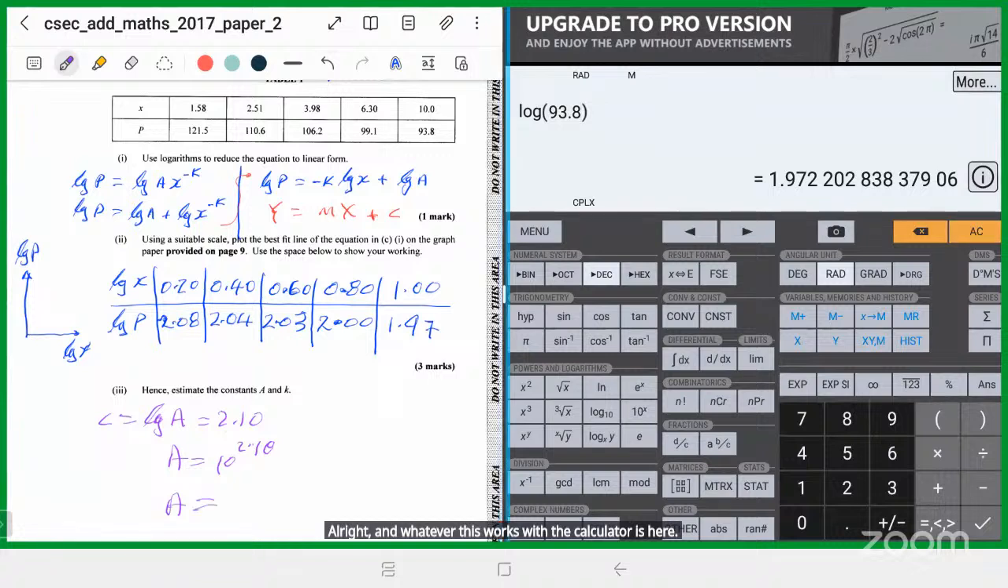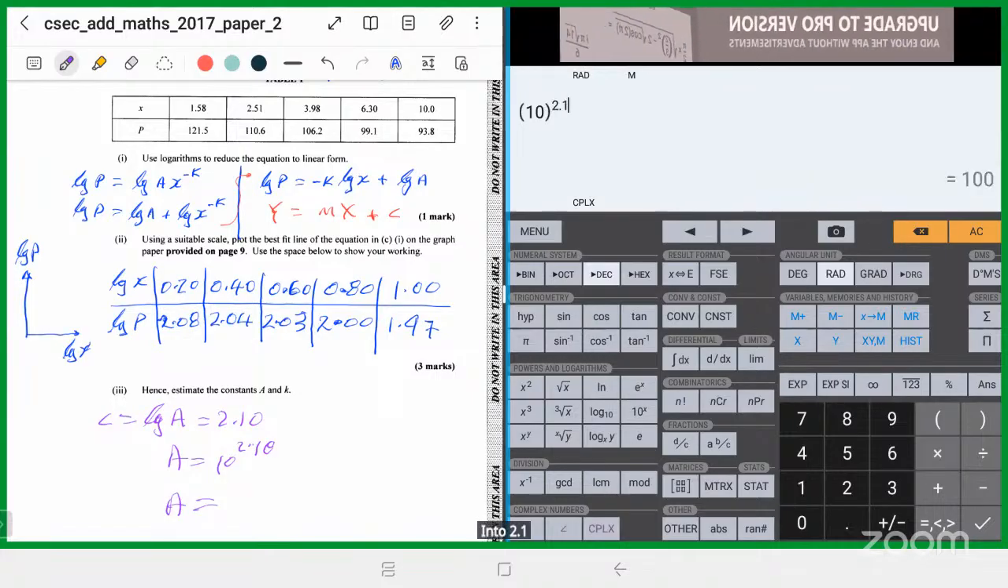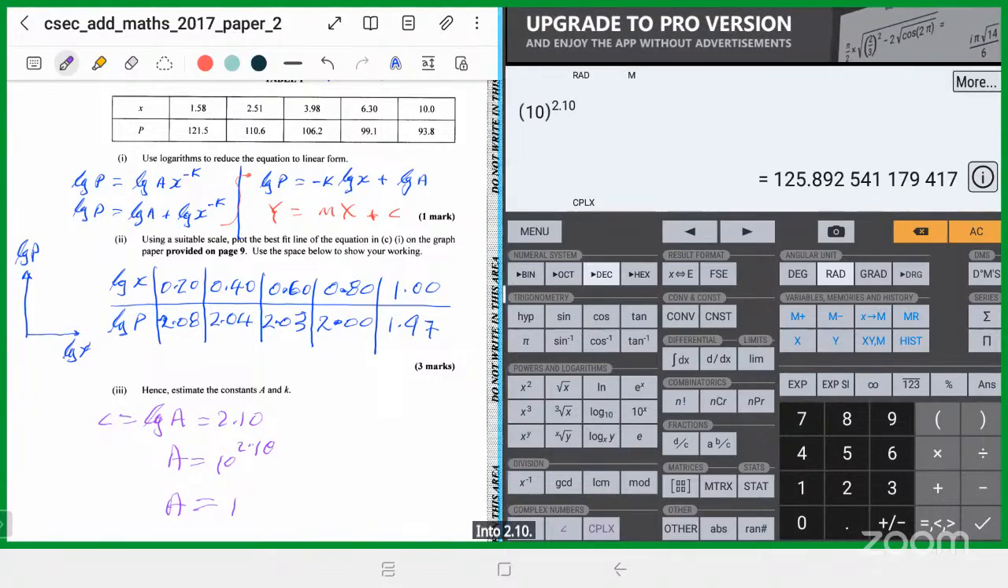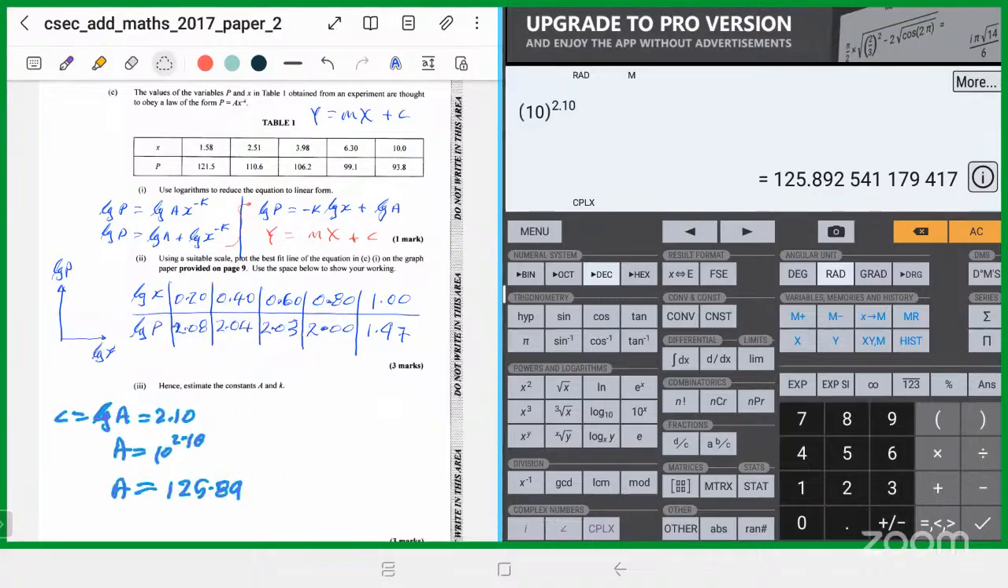Let's work it out over here. 10 to the 2.10. That's 125.89. Alright, that's the A.